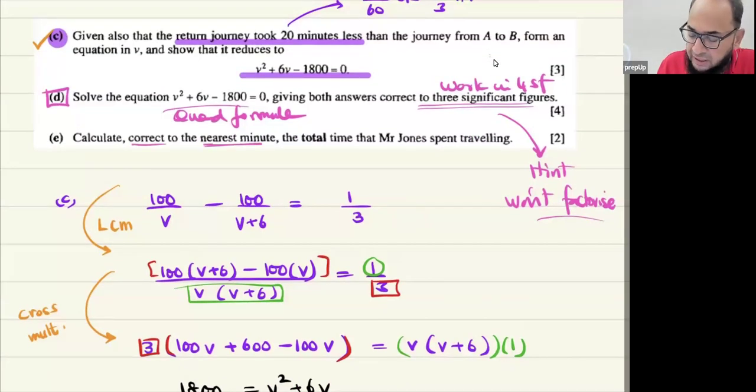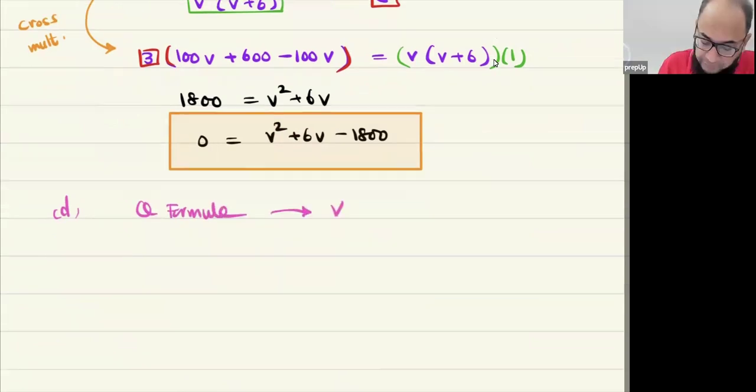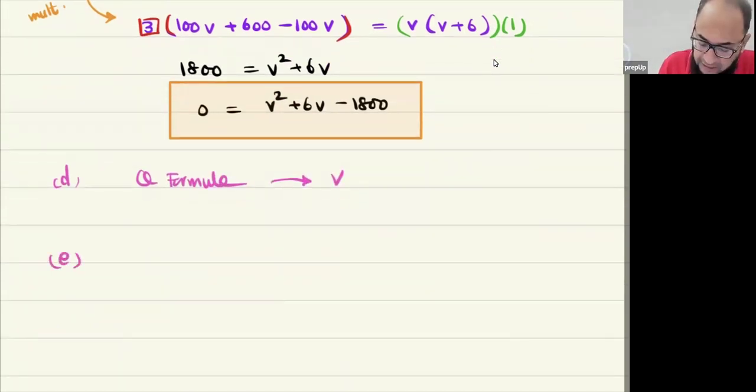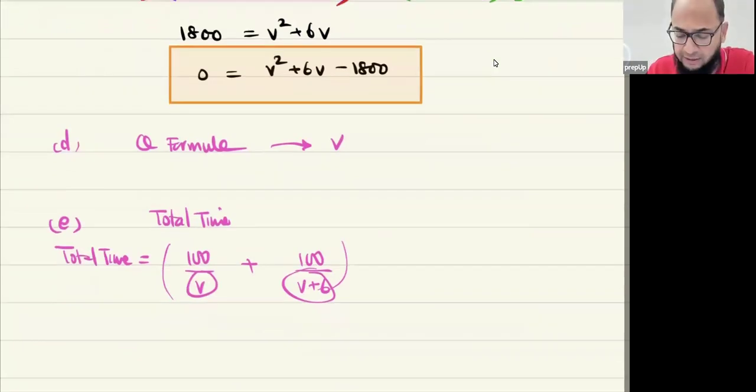Calculate correct to the nearest minute the total time Mr. Jones spent traveling. I'll just write it in words. So part D is the quadratic formula, and I'll get the value of V. And part E, if they are asking for the total time, that is 100 over V plus 100 over V plus 6, equals the total time taken. All you have to do is insert the correct value of V.